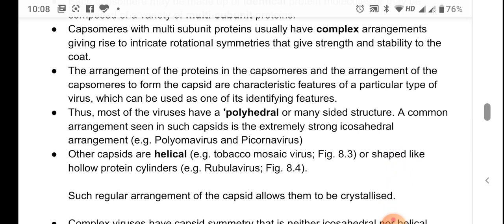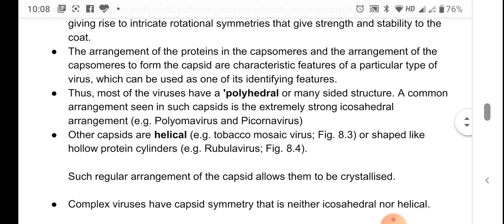It can be polyhedral, it can be helical, or sometimes complex structures may be formed. Polyhedral, or many-sided, is commonly seen in many viruses. Examples are polyoma virus and picornavirus. Then helical. The helical form we see in tobacco mosaic virus and rubella virus. In rubella virus we see hollow protein cylinders. Helical shape we see in tobacco mosaic virus.